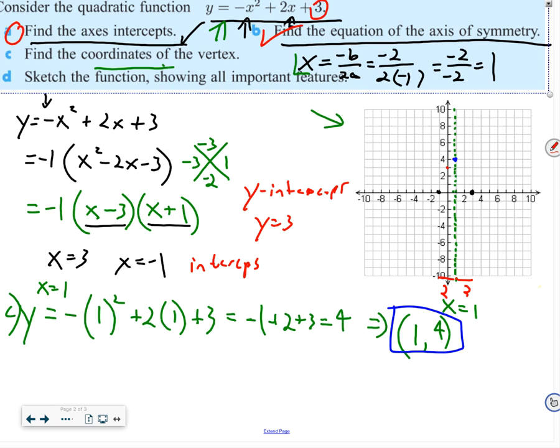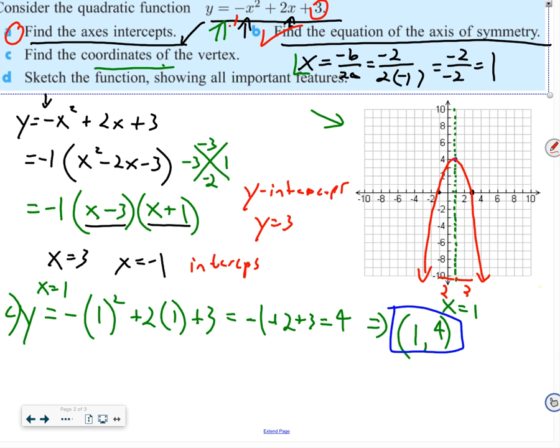Okay. So now that I have all those, I can connect all the dots and construct my parabola. So I'm going to have it going through my root, crossing my y-intercept, turning point at my vertex, and coming back down. Okay. I know it's concave down as well because my a value is negative. Okay. So that's how that looks there.